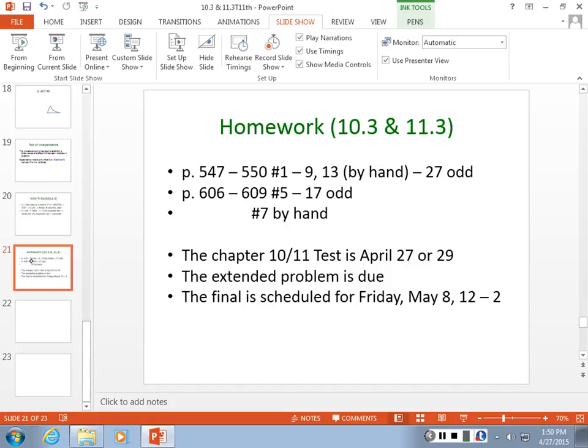This is your last homework assignment, yes. Other than studying for your test and studying for your final. You also have the review worksheet from last time that has your extended problem on it. And didn't I say that's due on Wednesday so that I have time to grade it? Nice try.